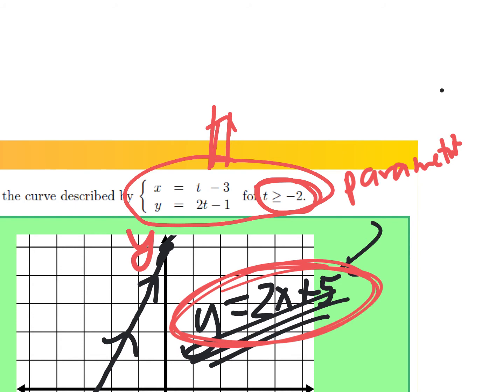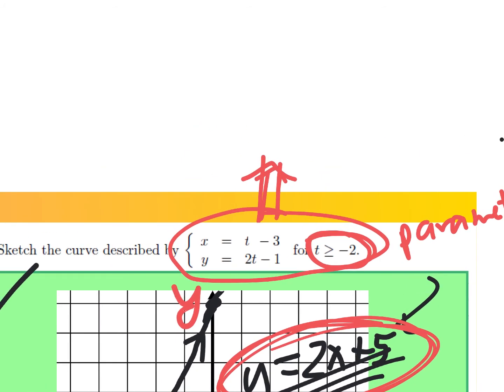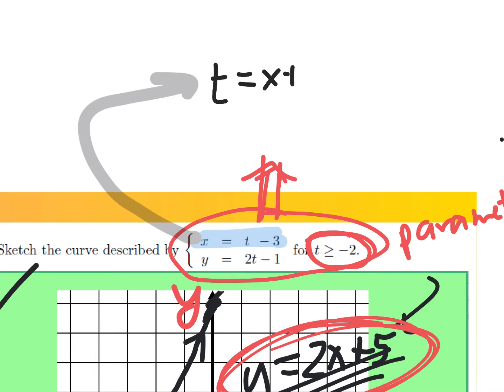How do I get this transformed? Everybody take this one right here and solve it for t. What's t equal to? Break out of your trance. Solve this for t. Compare with the kid next to you. What's t equal to? You guys get x plus 3? Okay, good. Now solve this one also for t.